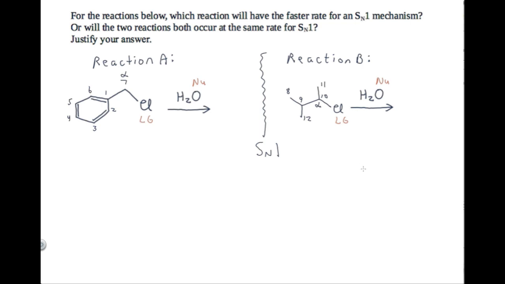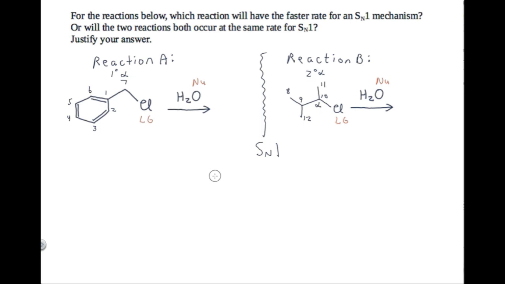Now we look for a difference between these two reactions. Well, they have the same nucleophile and the same leaving group, so let's compare the alpha carbons. The alpha carbon for reaction A is a primary alpha carbon, and the alpha carbon for reaction B is a secondary alpha carbon. So you might think that reaction B will be better for SN1 because we know that secondary alpha carbons are better than primary alpha carbons for SN1.